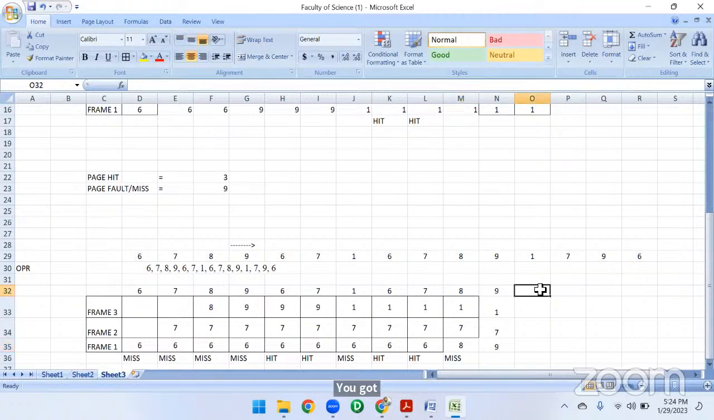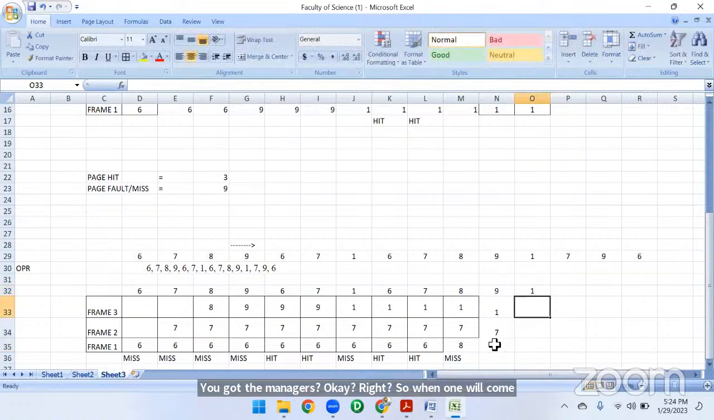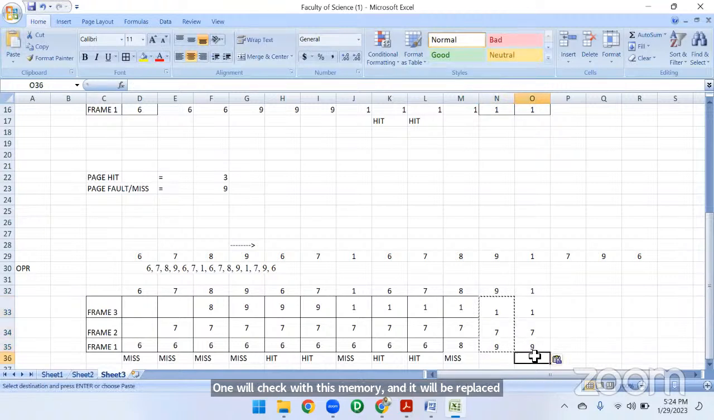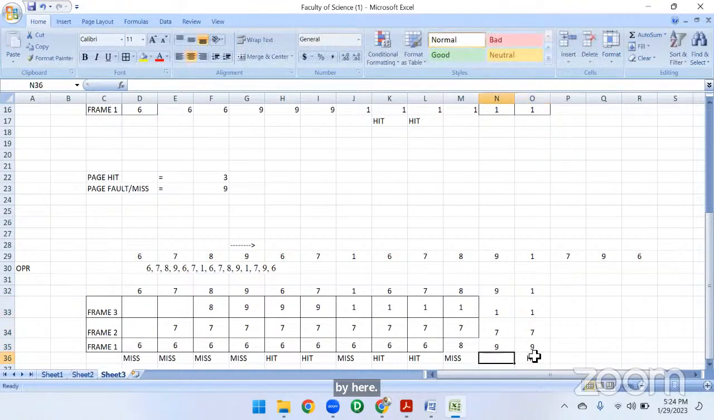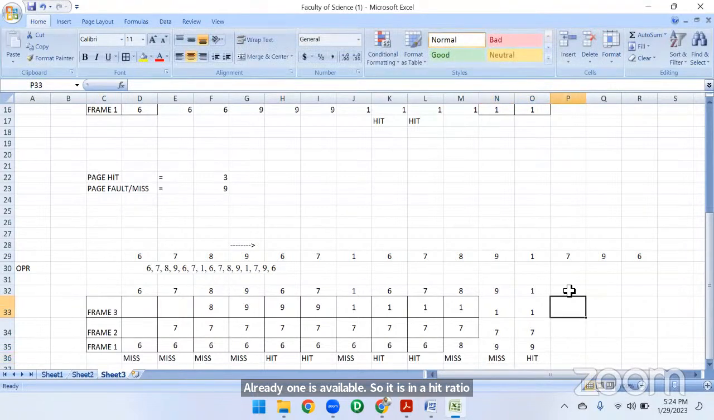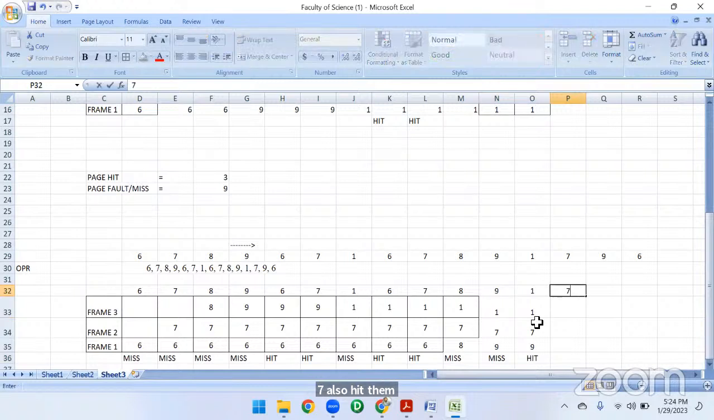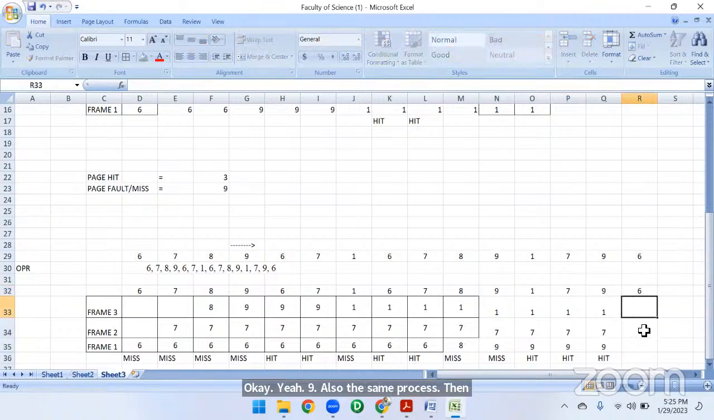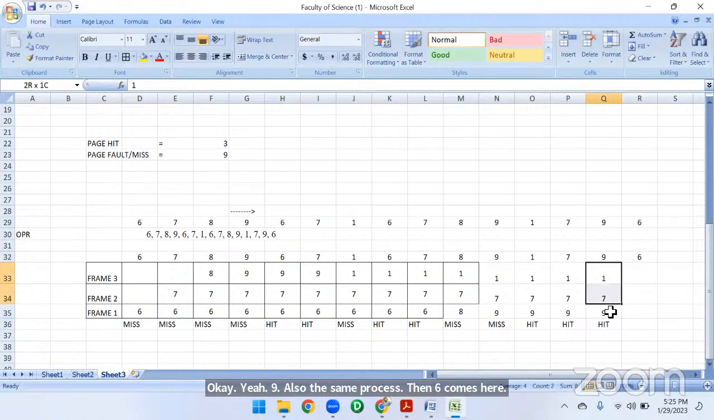So when 1 will come here, what happens? 1 will check with this memory, but here already 1 is available, so it is a hit ratio. Okay, so when 7 will come here, 7, 9 also already there here, so yeah, 9 also available. Yeah, 9 also the same process. When 6 comes here, the 6 will check with this one, 6 is not available, right? So what happens now here? Again it will check, whether now let me see.